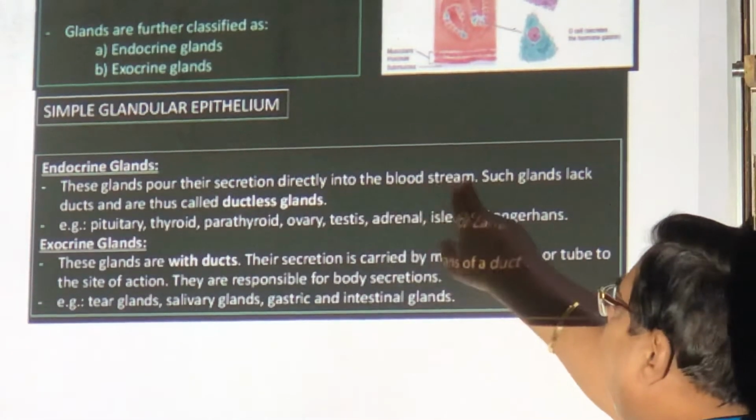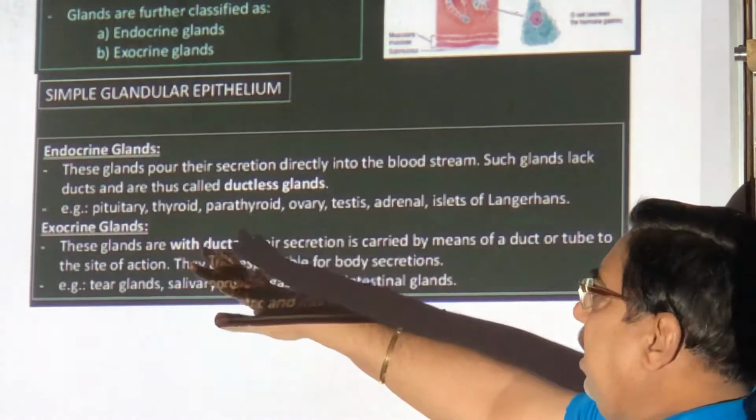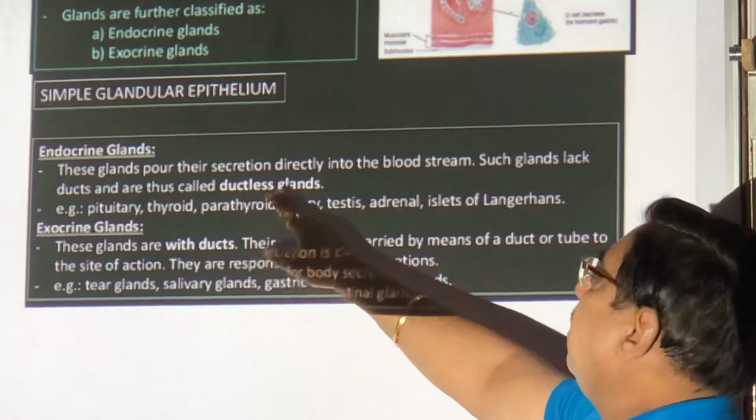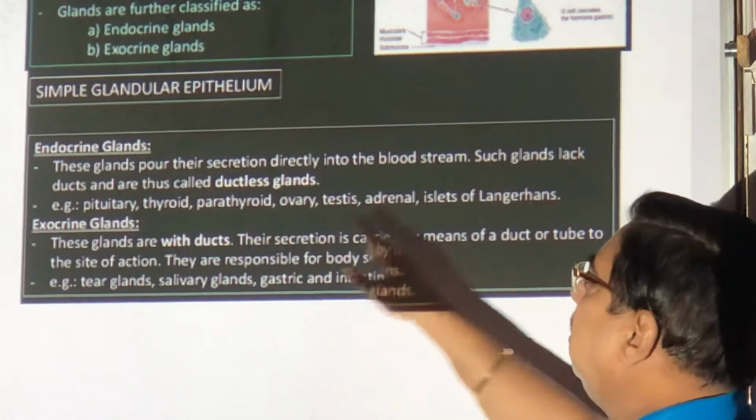Endocrine glands secrete into the blood. They don't have tubes. The hormones are made and put into the blood. Examples: pituitary, thyroid, parathyroid, ovary, testes, adrenal, islets of Langerhans.